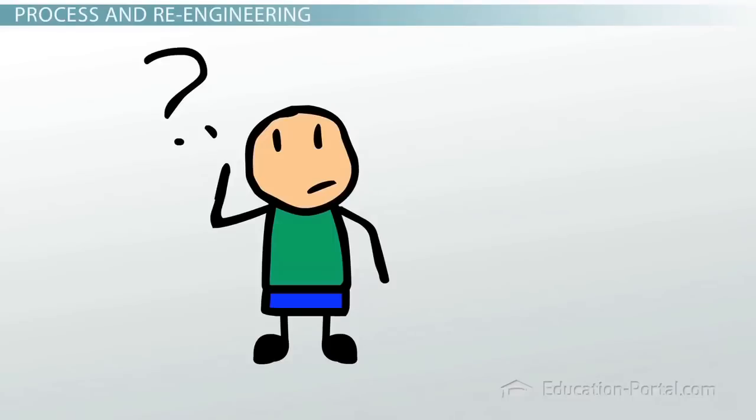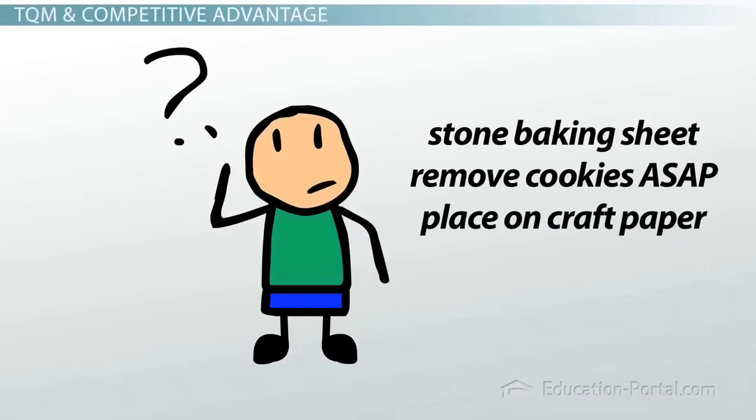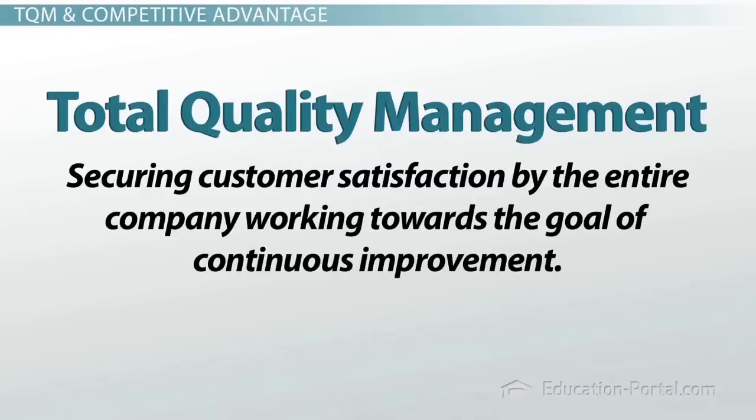A couple of possible ideas are to use a stone baking sheet, or to remove the cookies from the baking sheets as soon as they're out of the oven and place on brown craft paper. When all processes are combined, we can look at a term called total quality management, or just quality management. This is a concept aimed at securing customer satisfaction by the entire company, working towards the goal of continuous improvement.